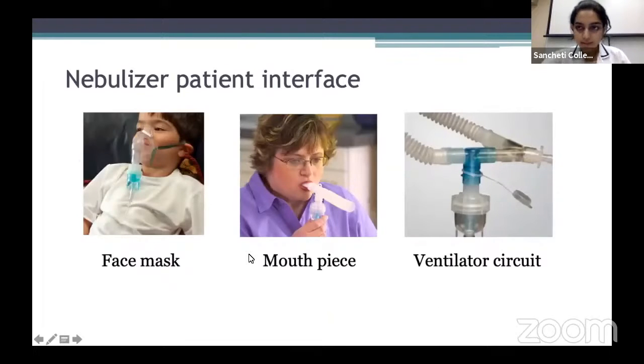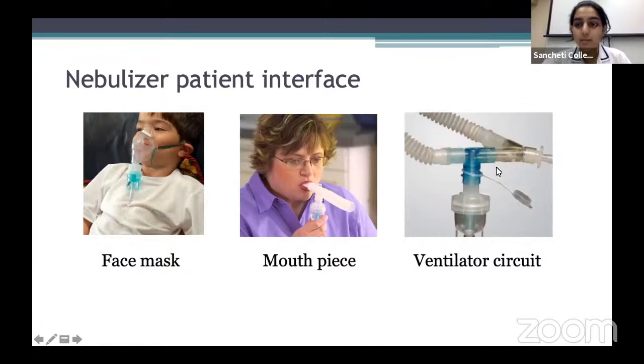We'll talk about the patient interface first. Like I mentioned, you have a driving force, formation of aerosol, and then a patient interface. How is the patient actually going to get that aerosol eventually? It could be either via a face mask, like in the first image, or via a mouthpiece, like in the second image, or it can be connected in a ventilator circuit.